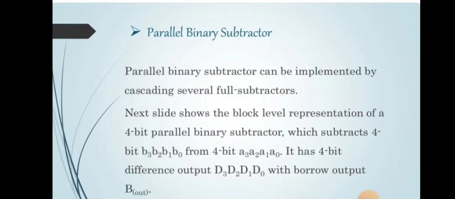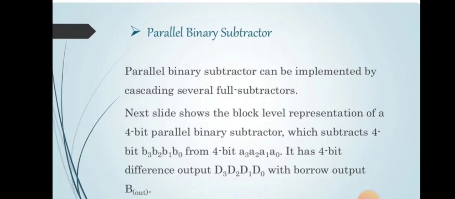Now the next point is parallel binary subtractor. Parallel binary subtractor can be implemented by cascading several full subtractors. Okay, so this is just like a cascading method in which multiple small circuits are combined to get a large circuit. So the next slide shows the block level representation of a 4-bit parallel binary subtractor which subtracts 4 bits B3, B2, B1, B0 from bits A3, A2, A1, A0.